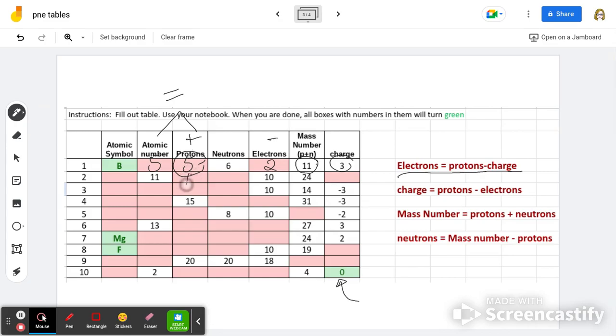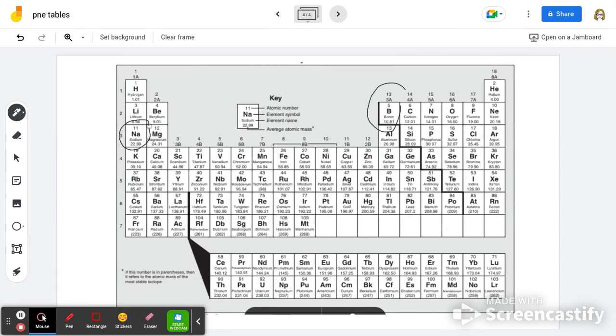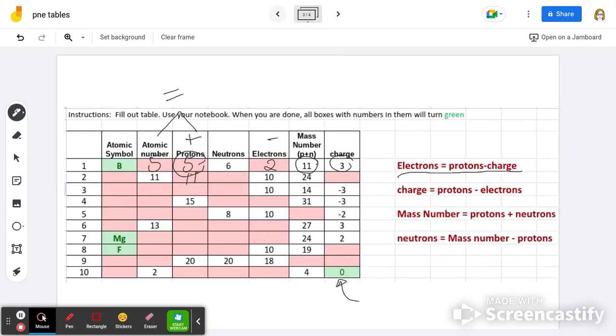The next one is atomic number 11. So I would also have 11 protons. I need to find out what element 11 is. Element 11 is Na. So I'm going to put symbol Na here.